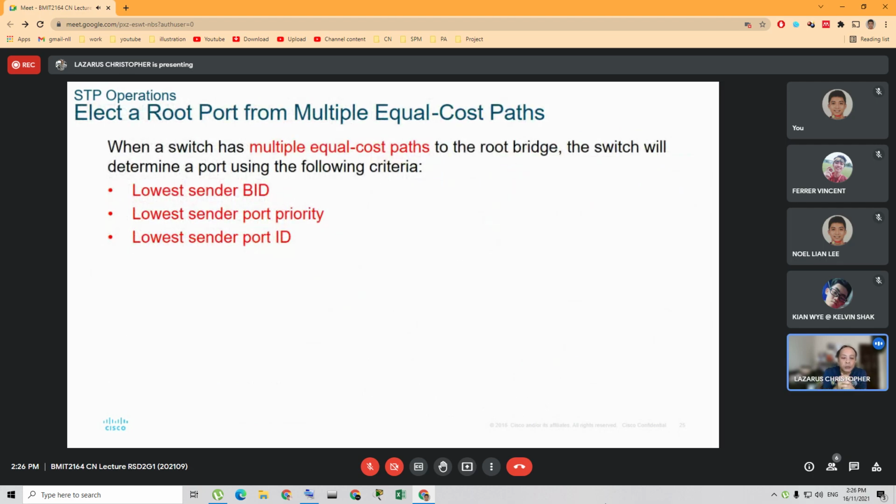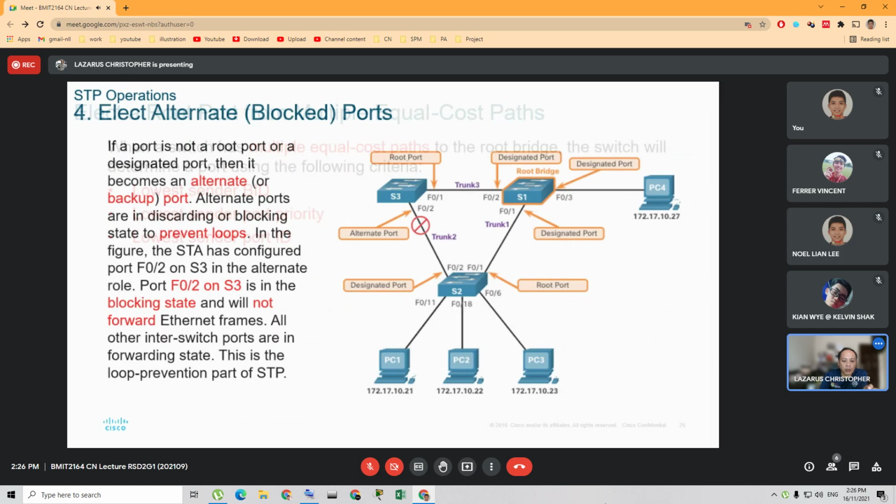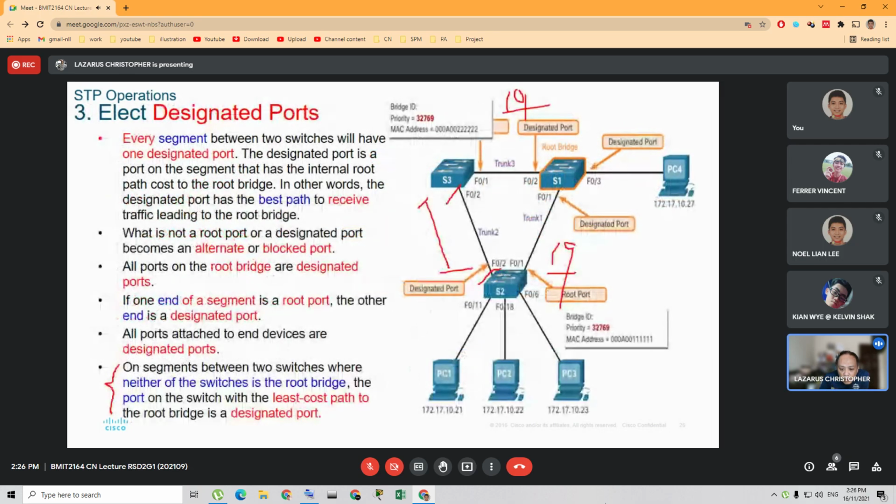So, electing a root port from multiple equal cost paths. When a switch has multiple equal paths to the root bridge, the switch will determine a port using the following criteria. This is the one that is missing earlier on. There was no example to show you the winning port because the port ID was not given. Probably have a look into the NetAcad notes online, maybe they have a more detailed example. We look at the lowest sender ID first. Maybe it was not needed because the lower ID is this one. It did not need to go to port ID, I think.